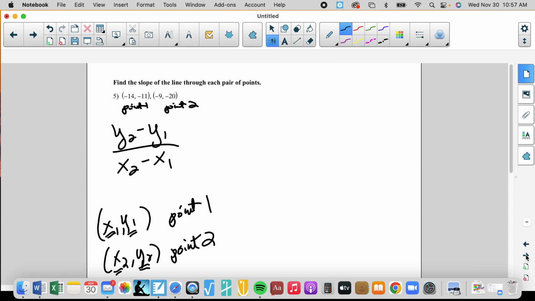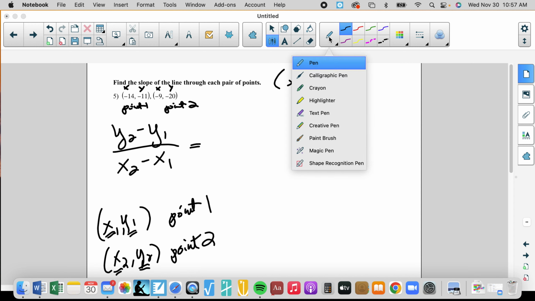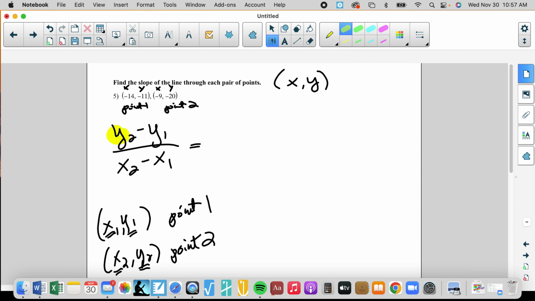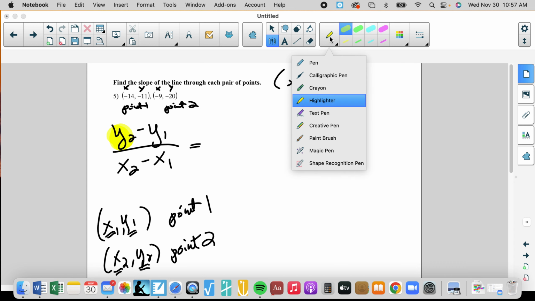Either one can be point 1, but for purposes, this will be my x value in my point 1. This is my y value in my point 1. This is the x value in point 2. This is the y value in point 2. All coordinates are written x comma y. So we're going to transcribe. We're going to look, and it says, give me the y2 value. The y2, the y value in the second point, is -20.